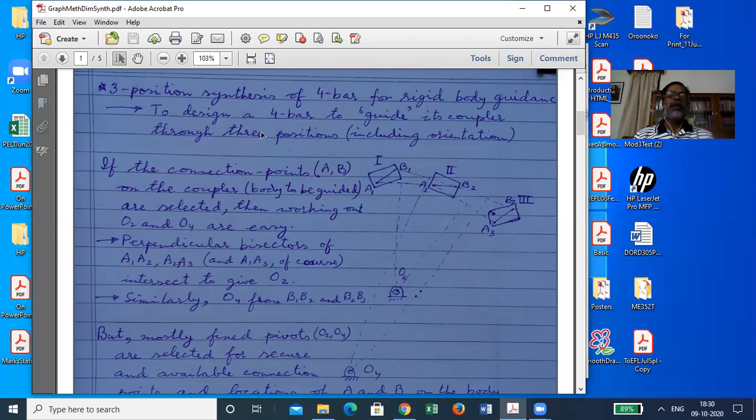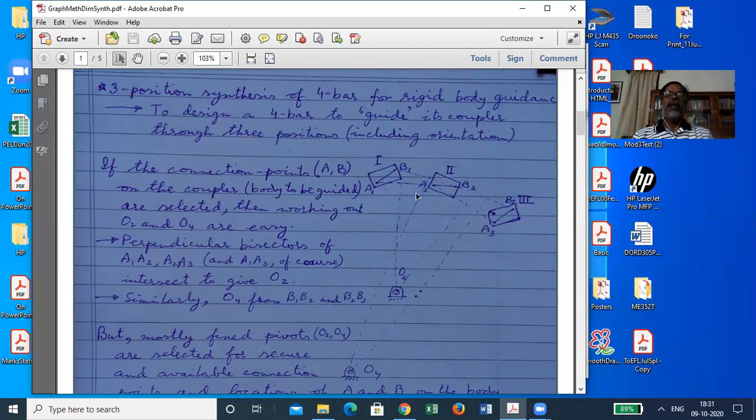Okay, so we start with motion generation, rigid body guidance. Okay, three position synthesis. More will become troublesome for the graphical method. So we design a 4-bar mechanism to guide a rigid body, that is the coupler of the 4-bar mechanism, through three given positions, including orientations. So say the body in one configuration is like this, and in the second configuration it is like this, and in the third configuration it is like this.